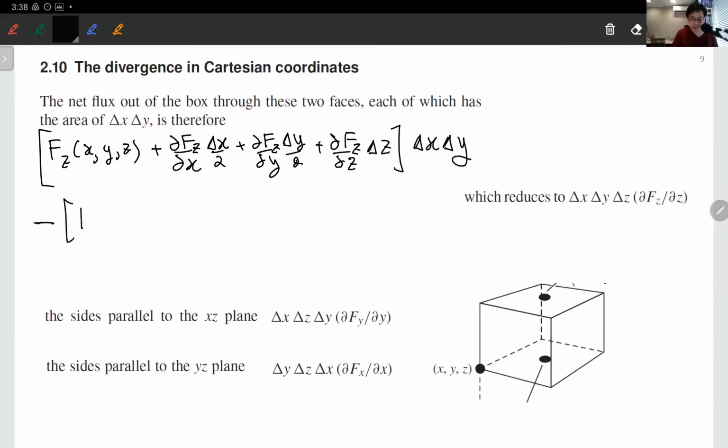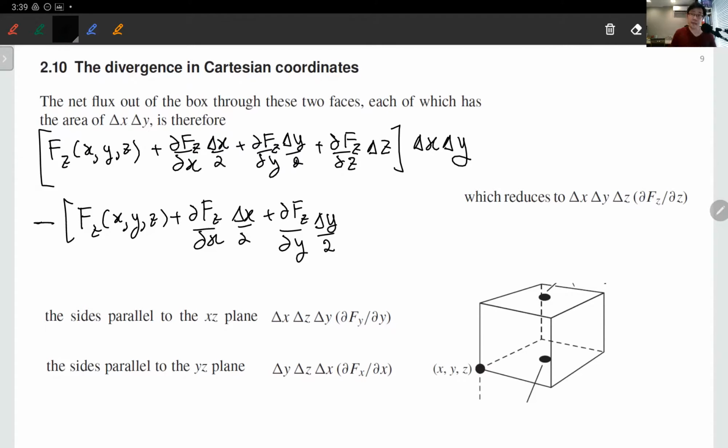So I put a negative sign there. Bam. The value of the function at that point is just the value at x, y, z. I extrapolate along the x this much. Take the slope, multiply by the distance away from the x, y, z. I move by delta x over 2. I take the slope along the y, multiply by the change along the y, half of the delta y. And I'm done. That is just f sub 2 pointing in the positive z direction. And then I have to multiply by the area, but we already have a negative sign in the front. So I just multiply by delta x, delta y.